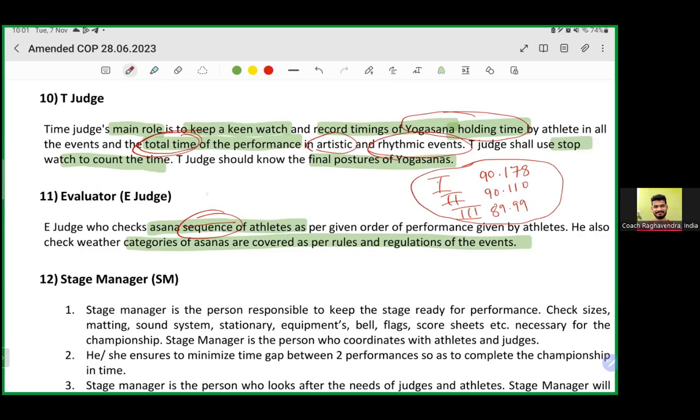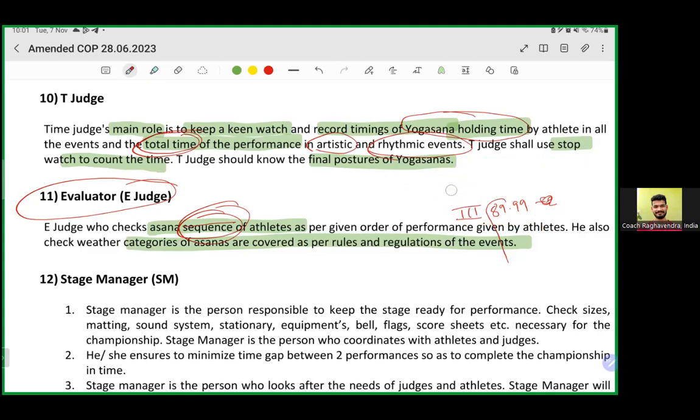What does it mean? If you miss the sequence, the evaluator immediately deducts 2 marks. What will happen to the first place person? They will not even be in the competition list, because if you deduct the 2 marks, it comes to 88. In 89 and below also, there might be some decimal places who are in that particular competition. So it is very, very important to follow the sequence. The athlete needs to remember the sequence and demonstrate as per the sequence. Otherwise, the evaluator will catch you.